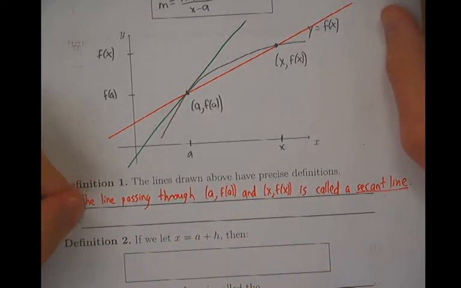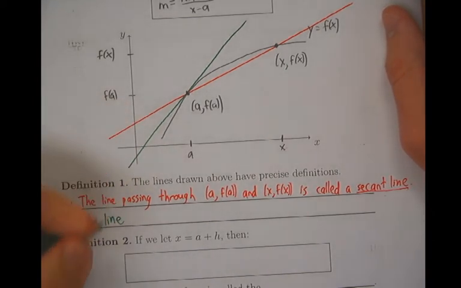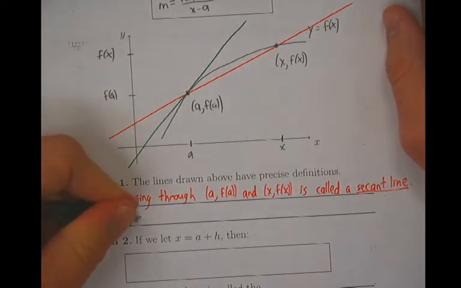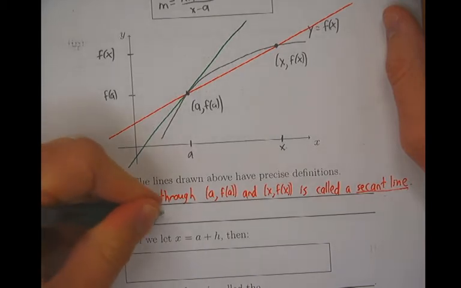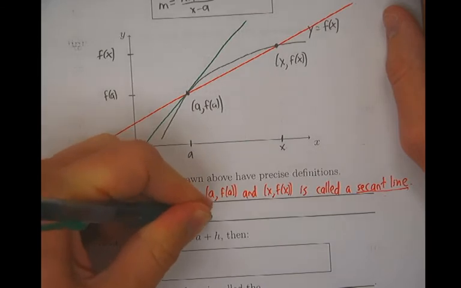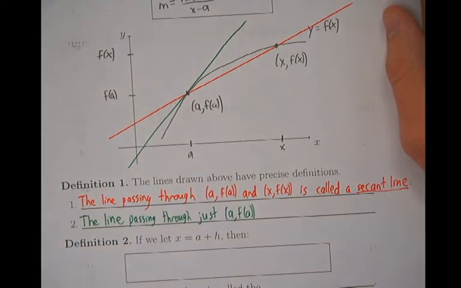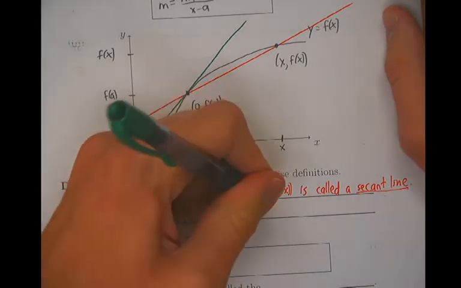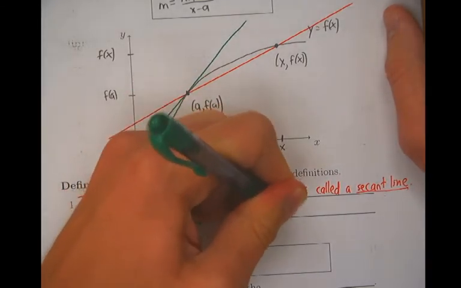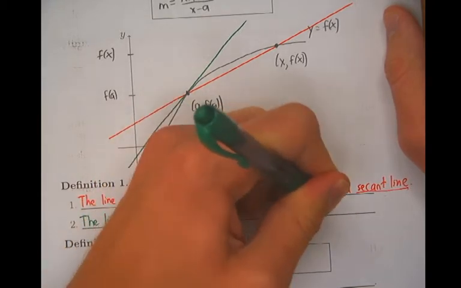However, the more interesting one is the green one. The line passing through just a comma f of a is called the tangent line.